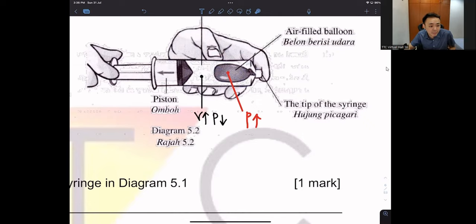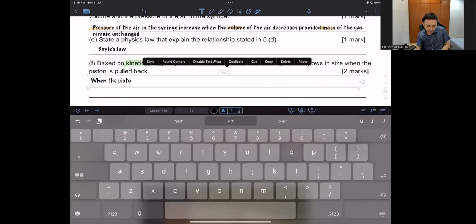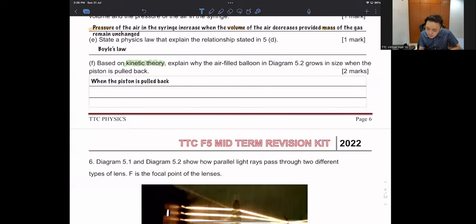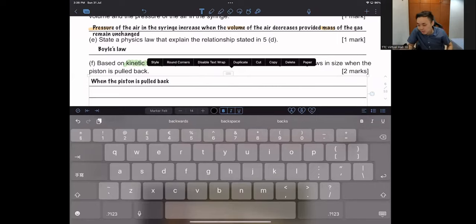Now, talk about the collision. Remember, because we're over here, this is kinetic theory. So what happened is, you can mention first thing first, when the piston is pulled back, step by step. Again, some of you say, hey, but they only give me 2 marks. Do I need to write more? You can always write more. Let's say you feel like your answer is actually a 3-point answer. Nothing wrong. You write more, of course the maximum mark is still 2, but be more detailed. Sometimes it saves your life because you don't know exactly what keyword your teacher is looking for.